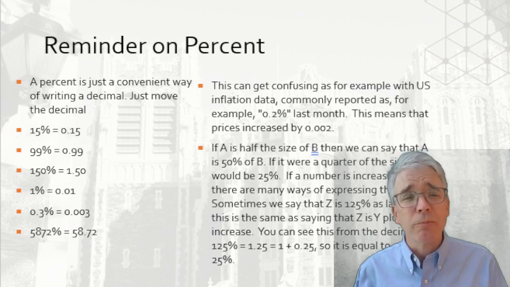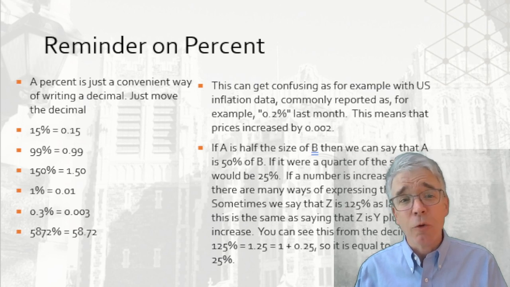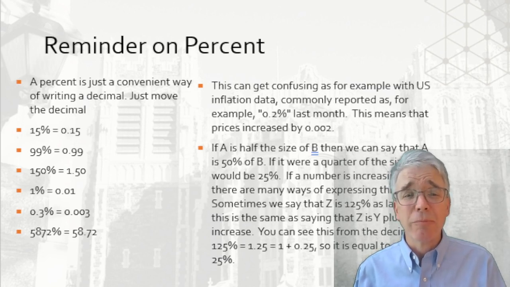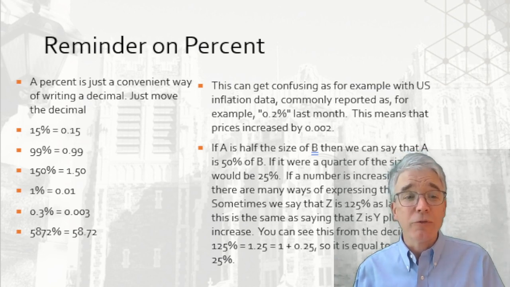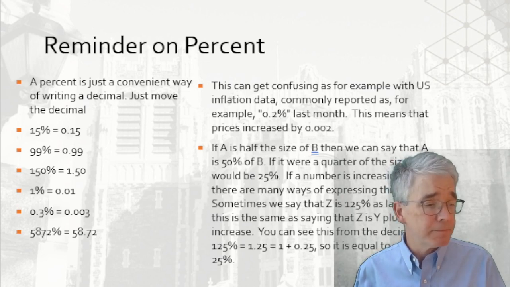We often also use percentages to compare two numbers. If A is half the size of B, then we'd say A is 50% of B. If A is a quarter the size of B, then that's 25%. If a variable is increasing, then there are a variety of ways of expressing it. If Z is 125% the size of Y, then that means Z is Y plus a 25% increase, or Z equals 1.25 multiplied times Y.